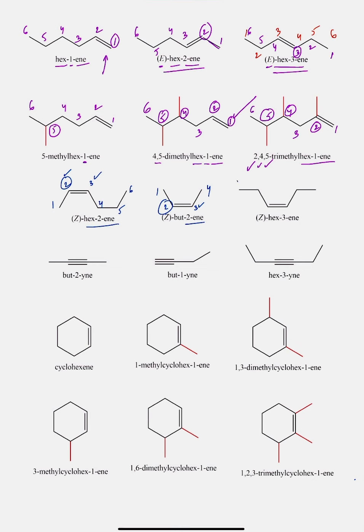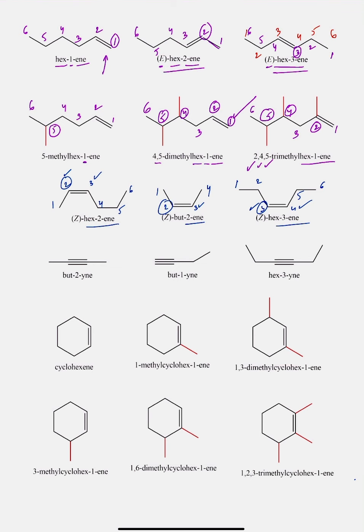Similarly, this is 1, 2, 3, 4, 5, 6. I can number from either side. I'll get the same answer. And it sits between 3 and 4. I take the lower number. That's why it's hex-3-ene. Now let's come to the alkynes. The naming of alkynes is quite the same as in the case of alkenes. But instead of ene, you get the name yne.